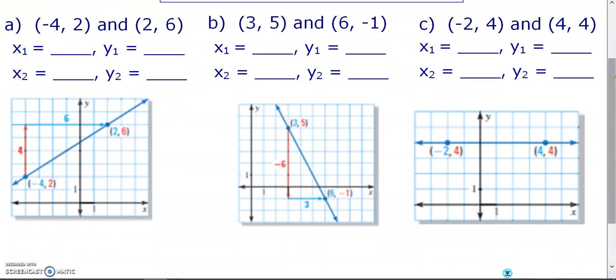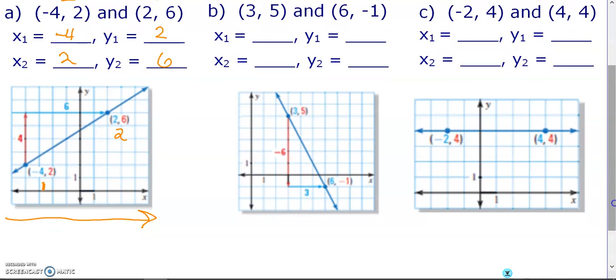We have 2 points on our line, (-4, 2) and (2, 6). So what I like to do is just decide which ordered pair comes first, which one comes second, and call it ordered pair 1 and ordered pair 2. We want to always read our graph from left to right as we're working with slope. So I'm going to pick this one as ordered pair 1, and then this one as ordered pair 2. So if I take a look, x sub 1 is going to be -4, and y sub 1 is 2. That comes from the first ordered pair. The second ordered pair will be my x2 and my y2.